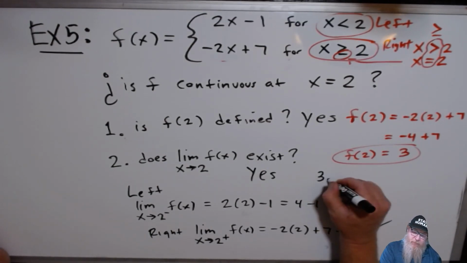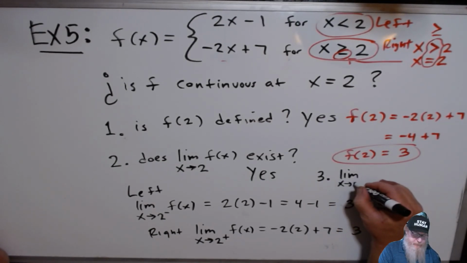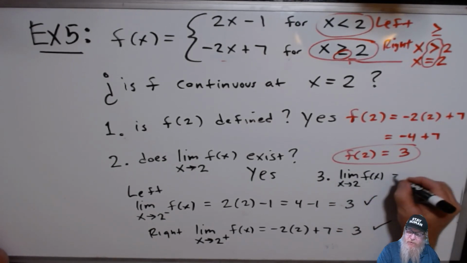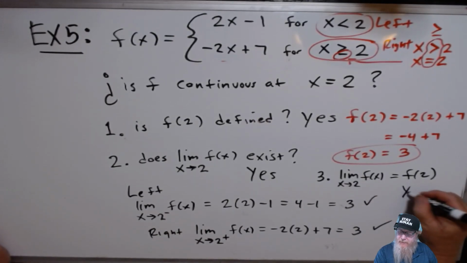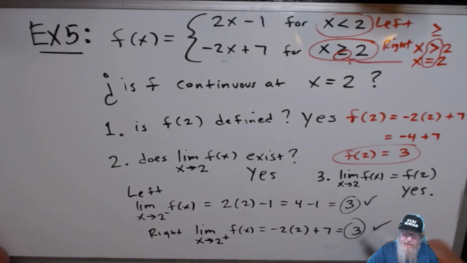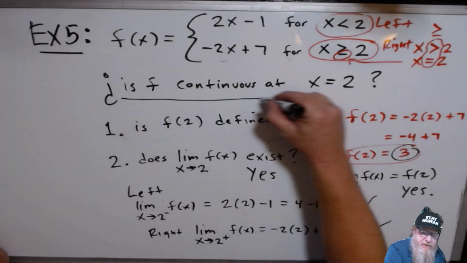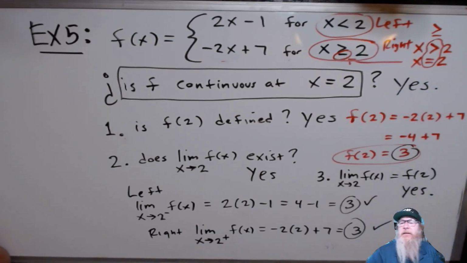And then finally, rule number 3, does the limit equal f of 2? Yes. Yeah. The limit is 3, and the function is 3. So is f continuous at x equals 2? Yes. The function is continuous at 2.